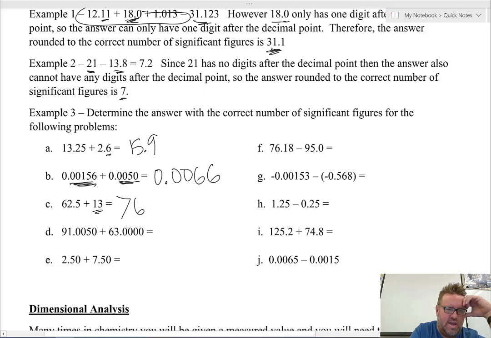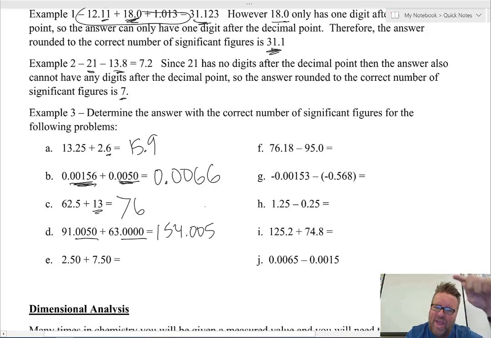Okay, letter D, 91.0050 plus 63.00000, a bunch of zeros. This has 4 after the decimal point. This has 4 after the decimal point. Our calculator answer only gives us 3 after the decimal point. The calculator answer is 154.005.